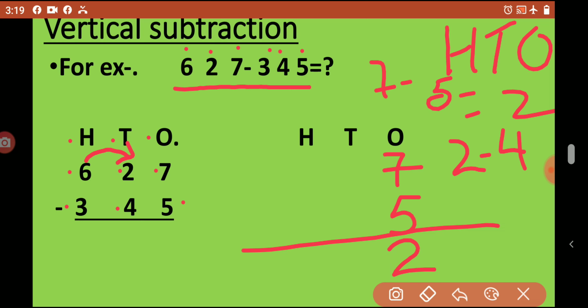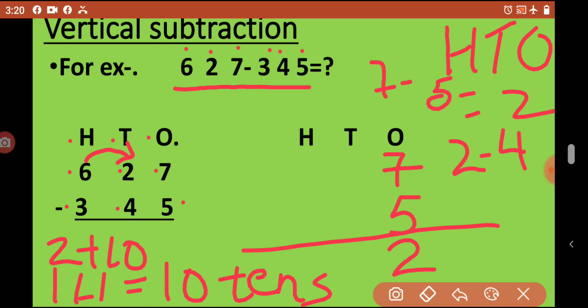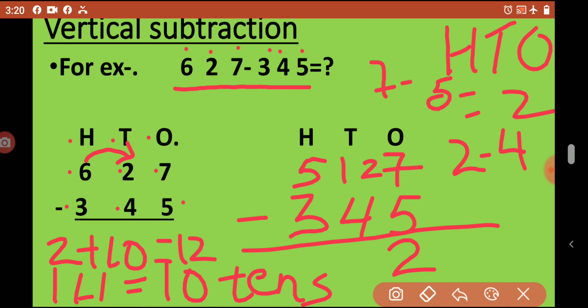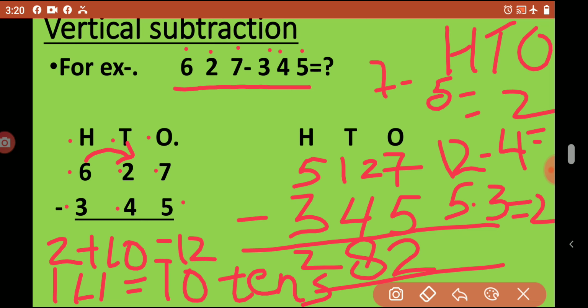Now in the hundreds place there is 6, and 6 gives its 100 to 2. And in 100 there are 10 tens. Now 6 gives its 100 to 2 and 2 tens become 2 plus 10 equals 12 tens. Now in the tens place there is 12 and 4 remains the same. Now 6 becomes 5 and 3 remains the same. Now we can subtract. 12 minus 4 equals 8 and 5 minus 3 equals 2. So the answer is 282. Now thank you for today.